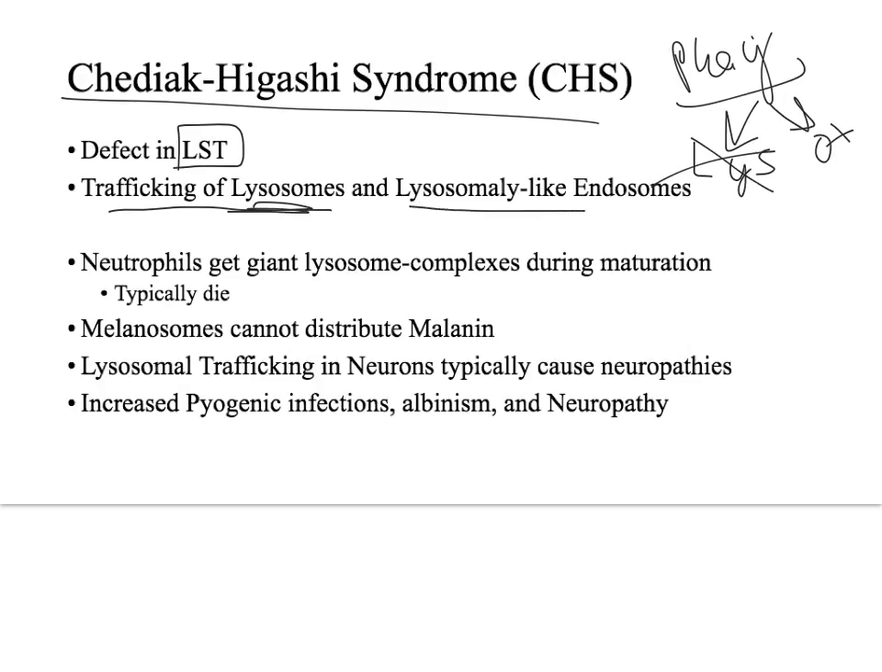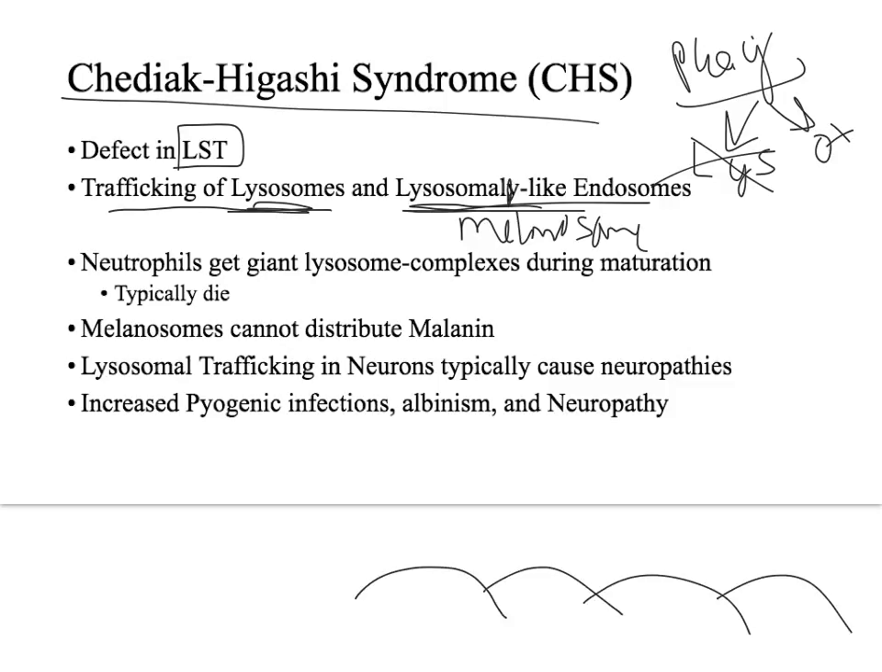And then lysosomal-like endosomes. So other endosomes that are similar in their structure to lysosomes also have problems. One of these specifically is the melanosome. In your skin, you have mostly cells that are making skin.